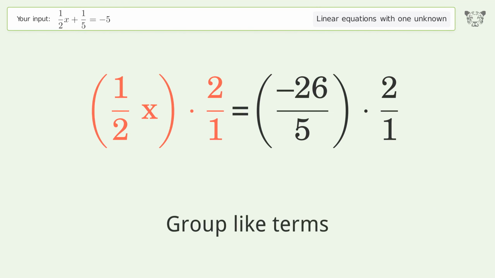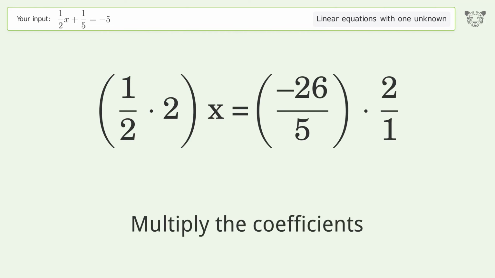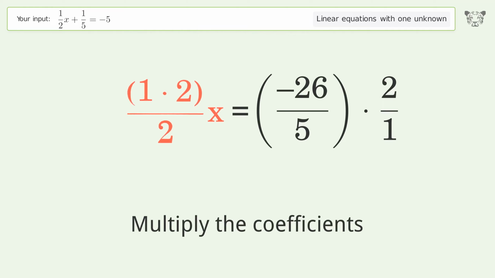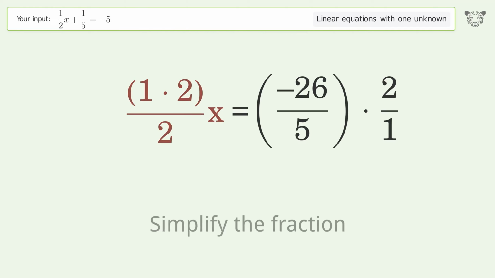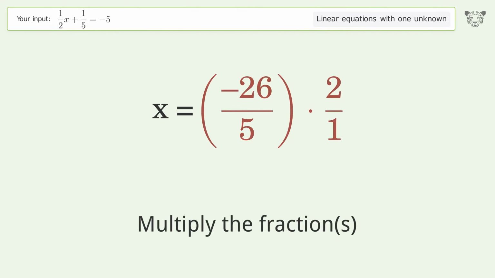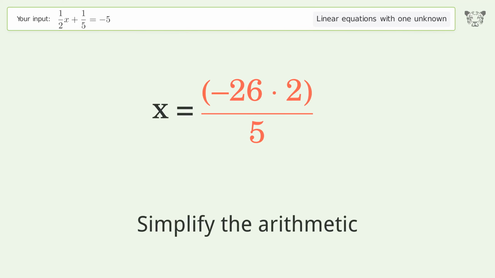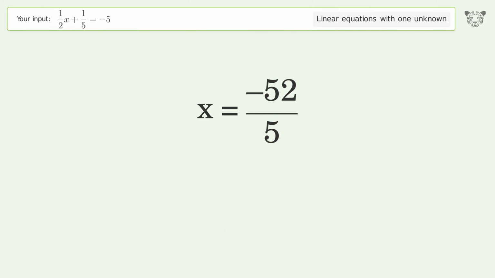Group like terms. Multiply the coefficients. Simplify the fraction. Multiply the fractions. Simplify the arithmetic. And so the final result is x equals -52/5.